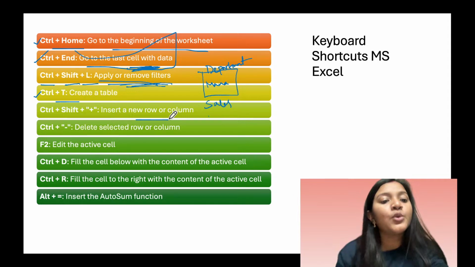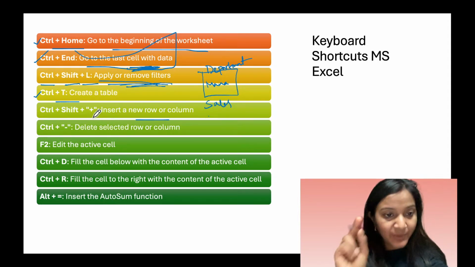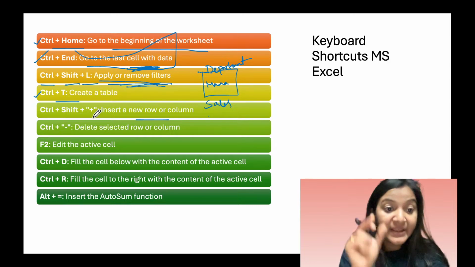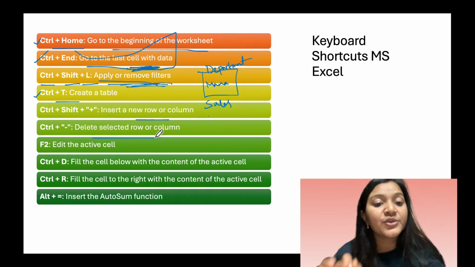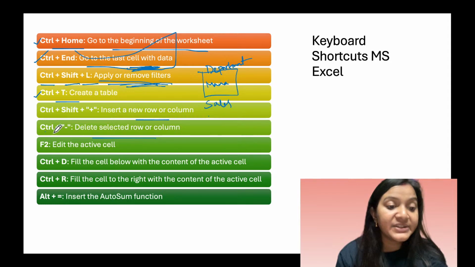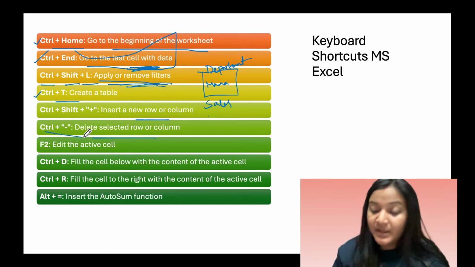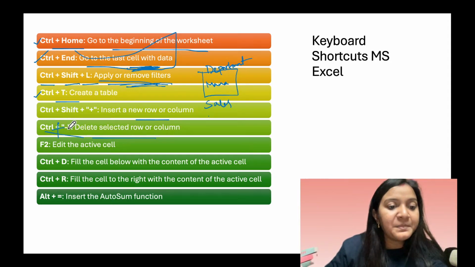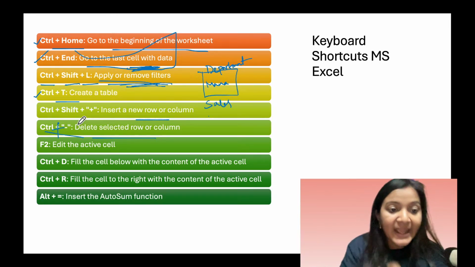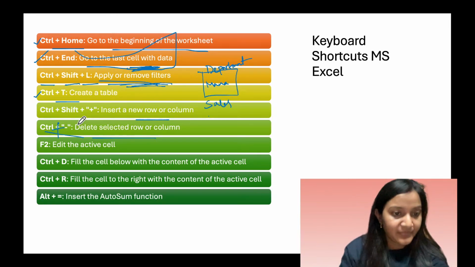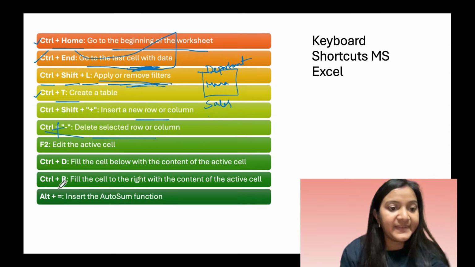Insert a new row or column is Control Shift plus. The plus key is the one you have to press. Then delete selected row or column is Control plus minus. Now don't get confused with this plus minus. Control plus minus means the Control key and the minus key. That's what I mean; this plus means that.